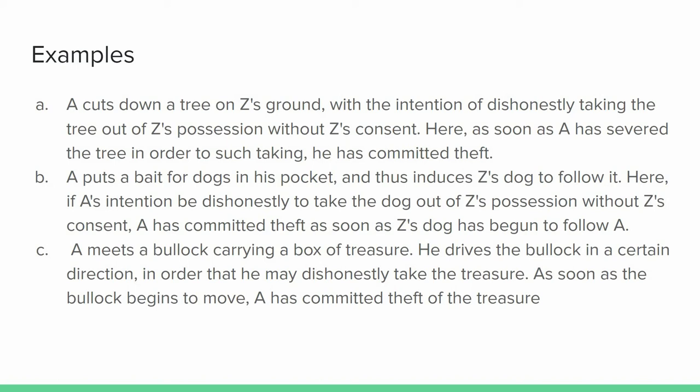Before moving forward to more examples, let me tell you some explanations given in the Bare Act or the books. A thing attached to the earth, after it has been severed, may become the subject of theft, as we have seen in the first example. As soon as the tree is severed from the earth or the soil, it has become the subject of theft. What has become the subject of theft?